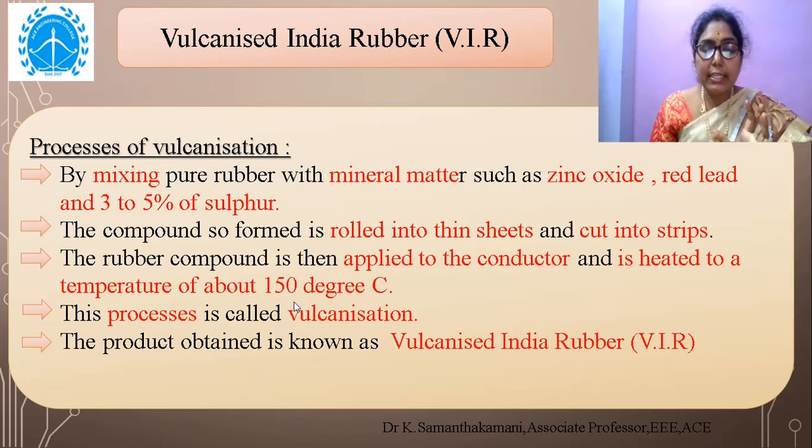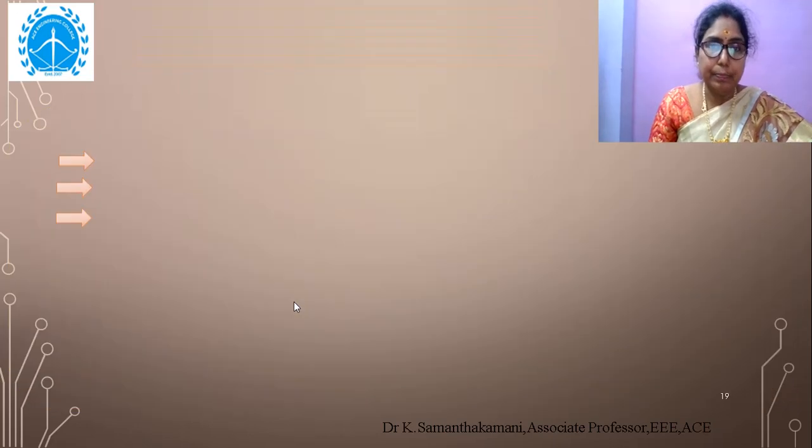Here, what happens is that pure rubber is mixed with mineral matter such as zinc oxide and red lead, and 3 to 5% of sulfur can also be added. After this, a compound is formed, and this compound is rolled into thin sheets and cut into strips. After that, this rubber compound is applied to the conductor and subjected to a high temperature of around 150 degrees centigrade. The entire process is called vulcanization. The product obtained from this process is called vulcanized India rubber, or VIR for short.